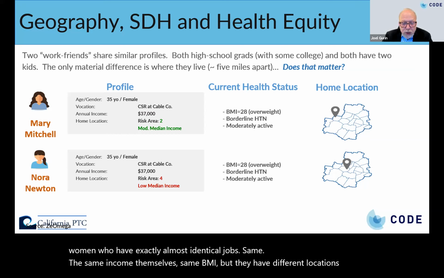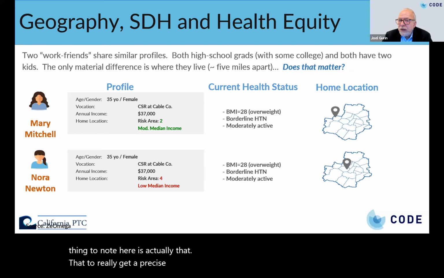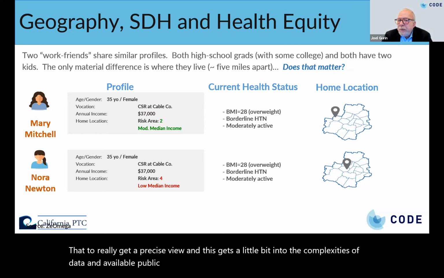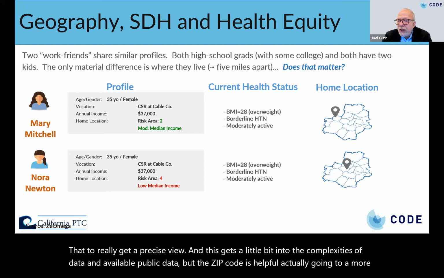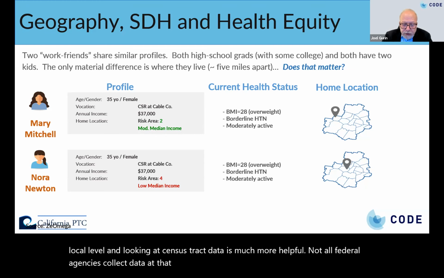One thing to note here is that to really get a precise view, and this gets a little into the complexities of available public data, zip code is helpful. Actually going to a more local level and looking at census tract data is much more helpful. Not all federal agencies collect data at that level. The CDC does, the Census Bureau does, many others do not.